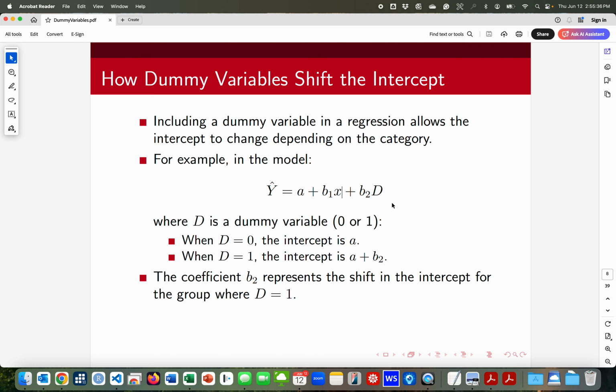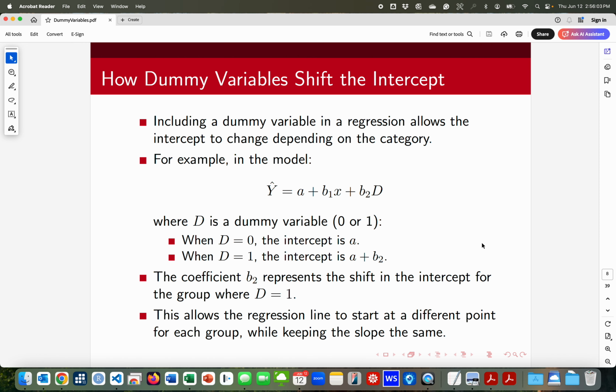But when d equals 1, we get a plus b1x plus b2. So we have two constants floating around, a and b2, because b2 times 1 is just b2. So the intercept when d equals 1 is a plus b2. So the coefficient b2, the coefficient on that dummy variable, is just the difference in the intercepts for the lines when d equals 1 compared to when d equals 0. So it starts at a different point, but the line keeps the same slope.